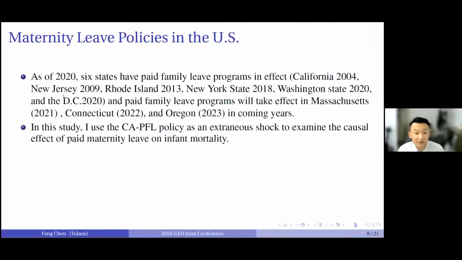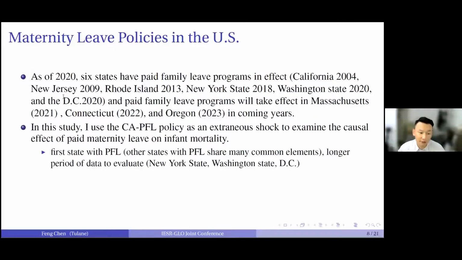So in this study, I will use California's paid family leave policy as an exogenous opportunity to identify the causal effect of paid maternity leave on infant mortality. So why do I focus on California? There are several reasons. First, it is the first state with PFL, and other states with PFL share many common elements. And also because it's the first state, it has a longer period of data to evaluate. So in this paper, I will use data from the year 2000 to 2008, before New Jersey implemented this program.